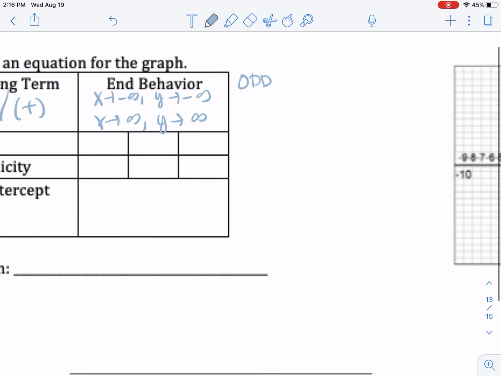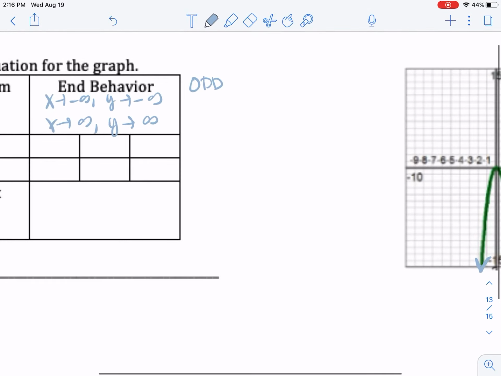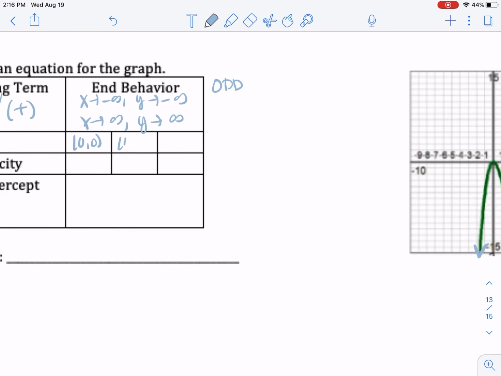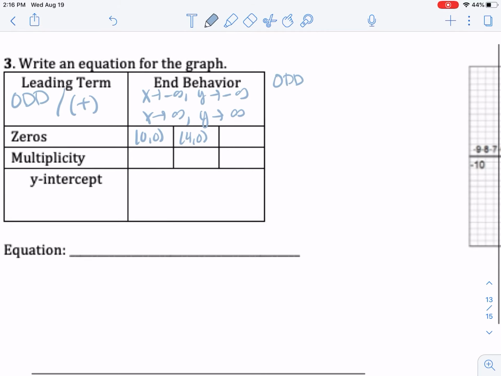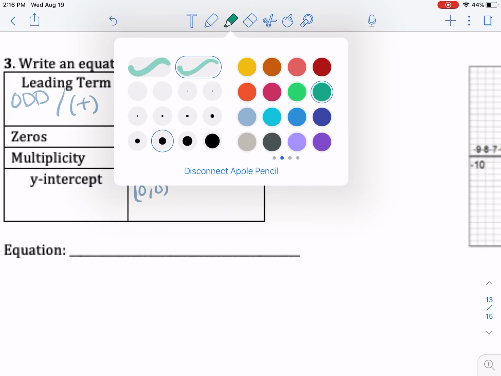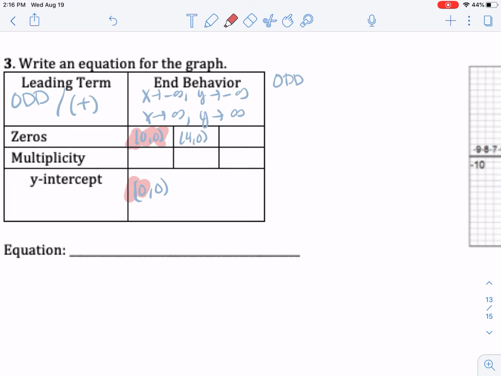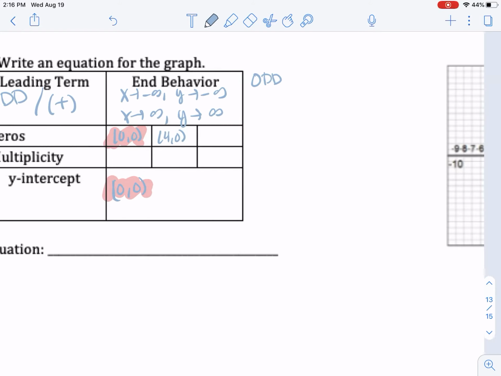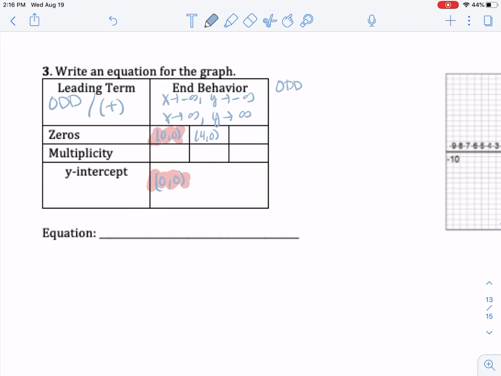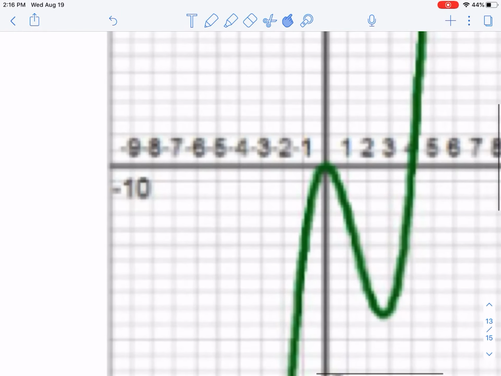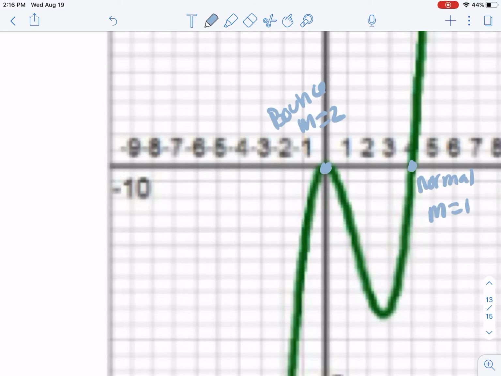I can also come in here, I can graphically see my zeros. I have a 0 at 0, 0. And I have one at 4. Immediately, I have a 0 at 0, 0. We know that, we have our y-intercept there. We just talked about that if you have it as one, you have it as the other. The multiplicities. If I come over here, I can see that at 0, 0, it's bouncing. So my multiplicity has to be 2, versus here it's normal or straight through. So my multiplicity has to be 1.